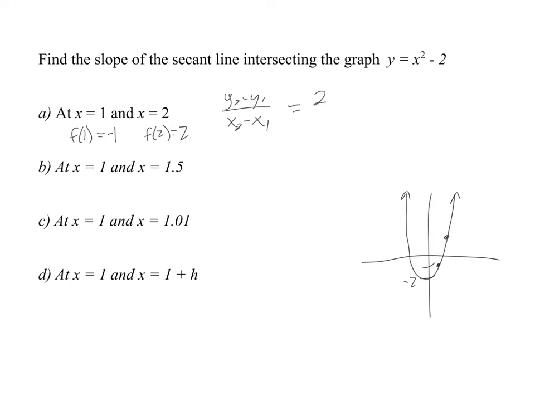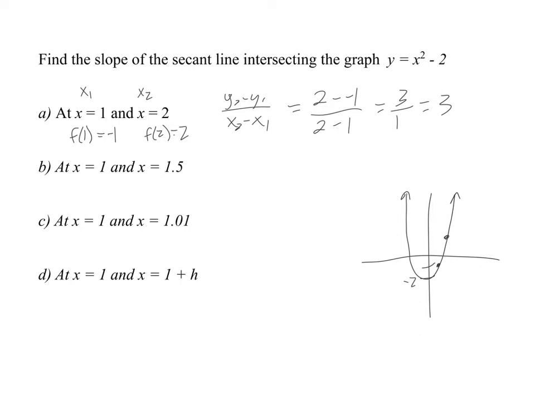y1 was -1, and our x2 was 2, and our x1 was 1. It doesn't matter what order we do these in, but let's just call this one x1 and y1, and this one would be x2 and y2, and so on. So if we simplify the math for this, we get 2 minus minus 1, which is 3, 3 over 1. So in this case, our slope would be 3.